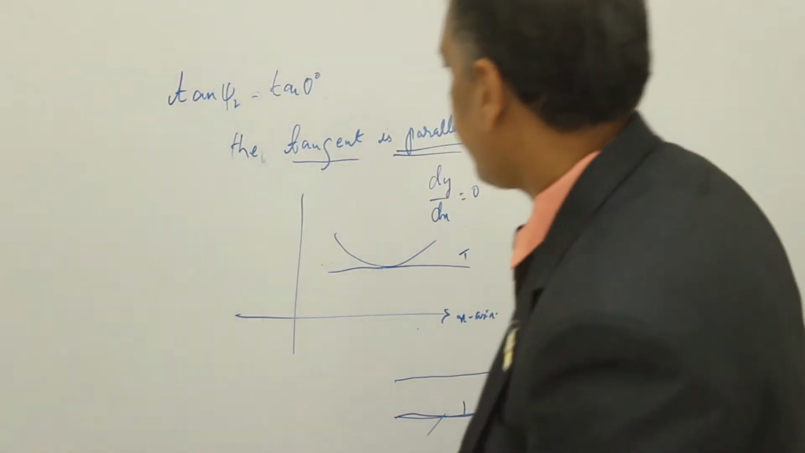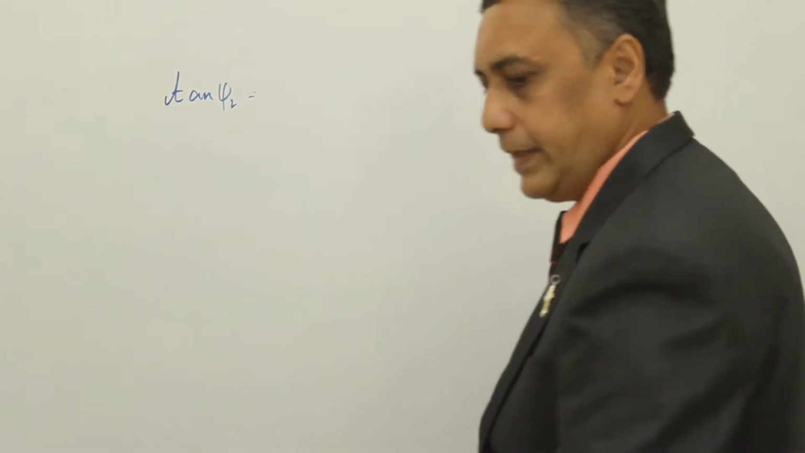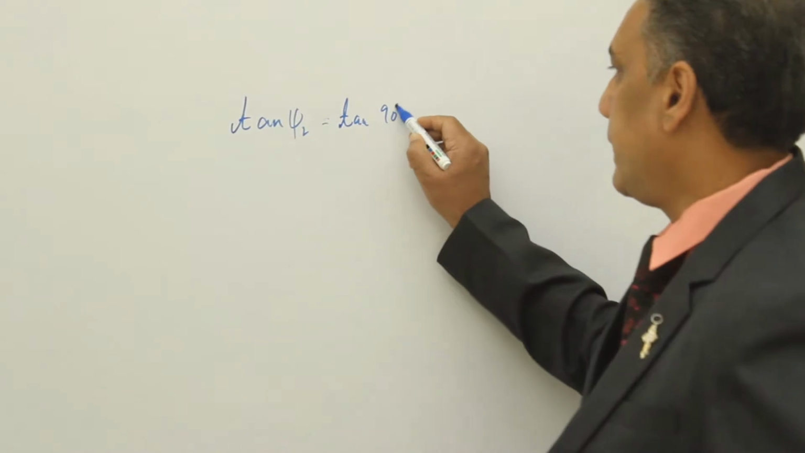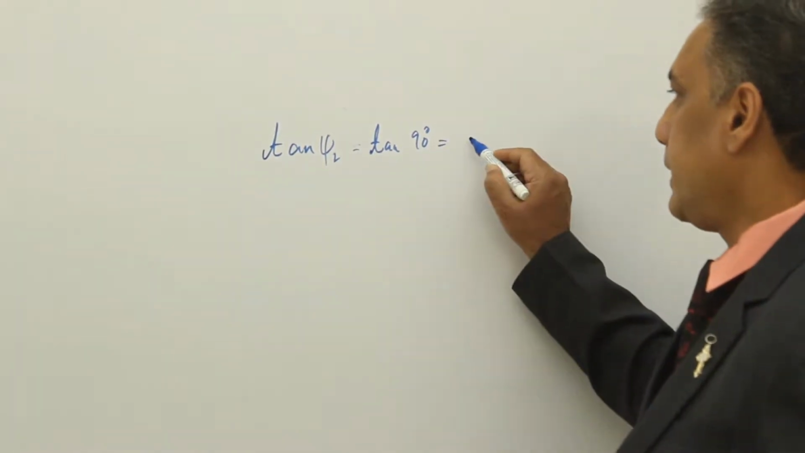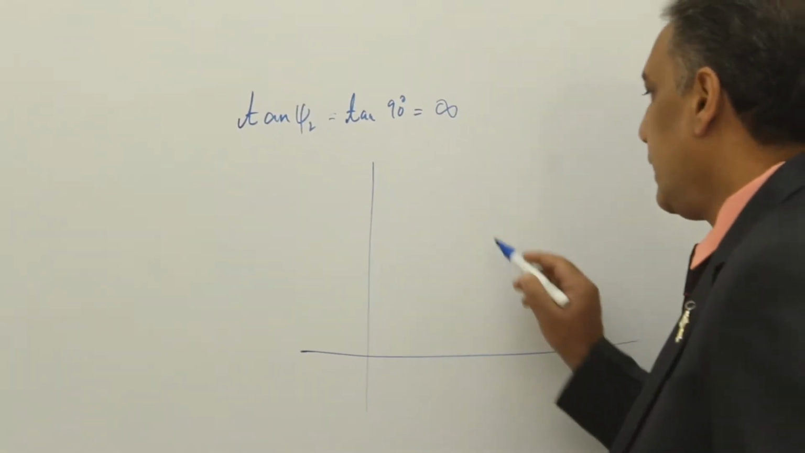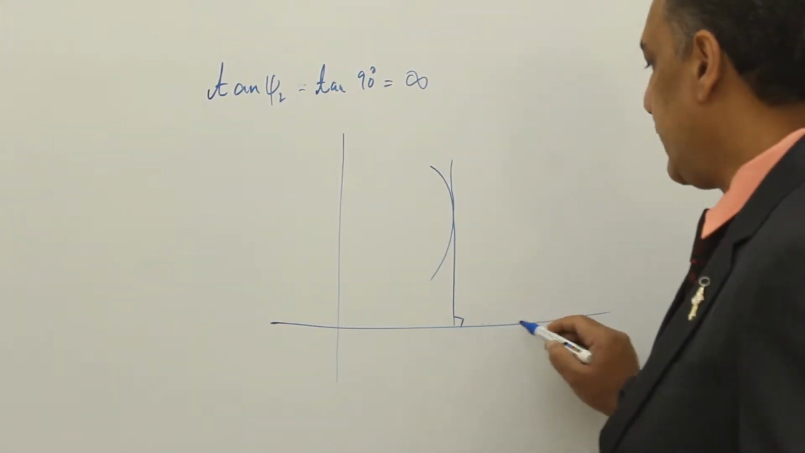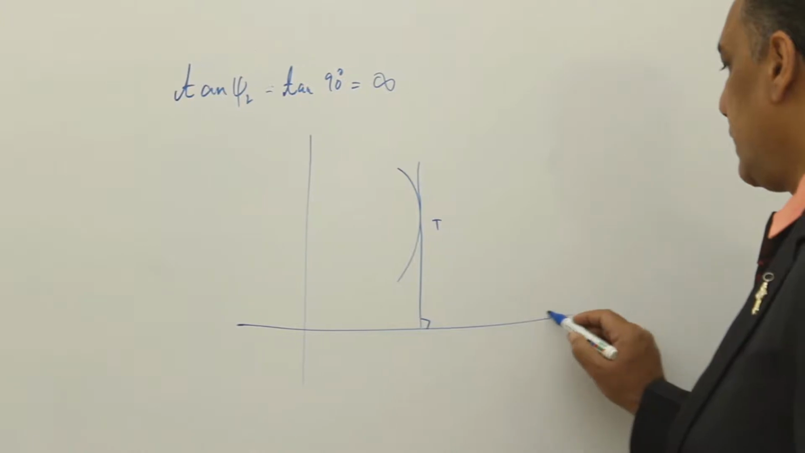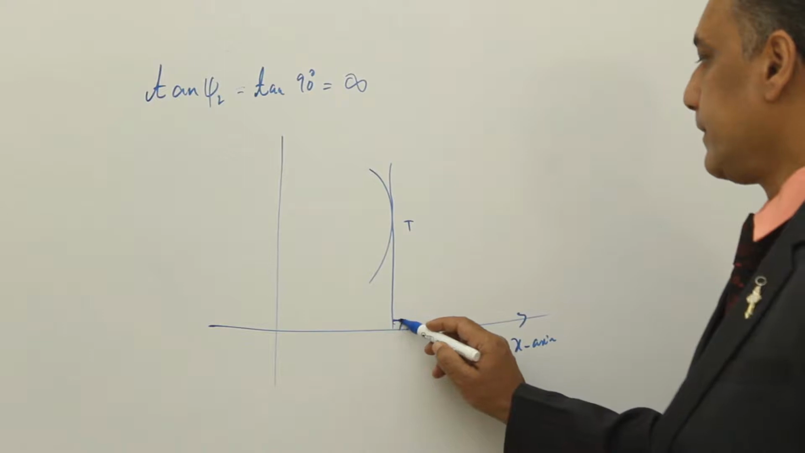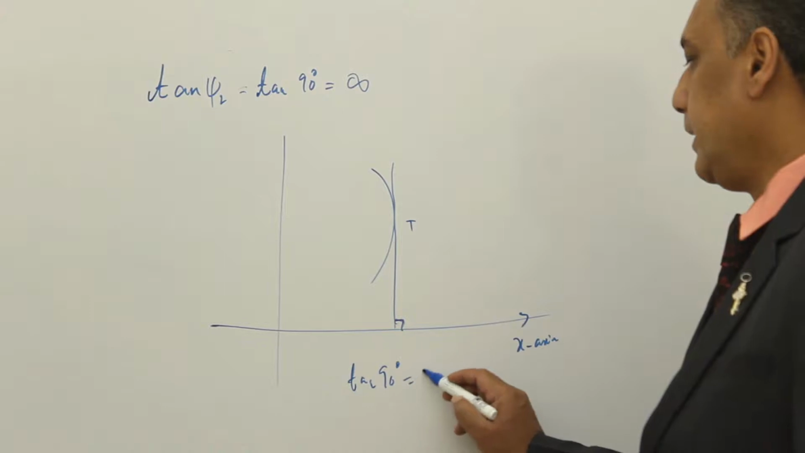If you take another case, where tan phi is nothing but tan 90 degrees, and tan 90 degrees is nothing but infinity. So in this case, if you have a curve and the tangent is perpendicular to the x-axis, this is the tangent and this is the x-axis, then it will become tan 90 degrees, that is infinity.